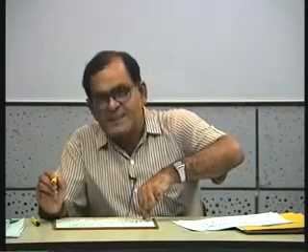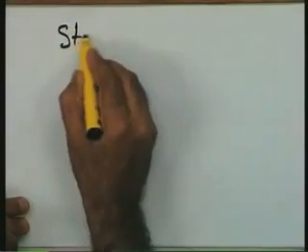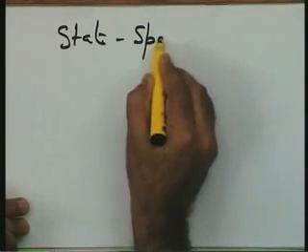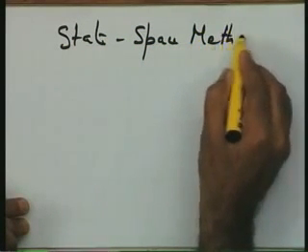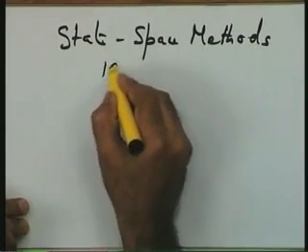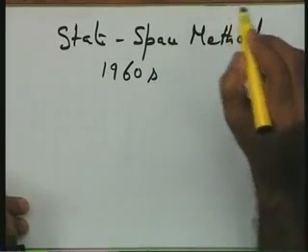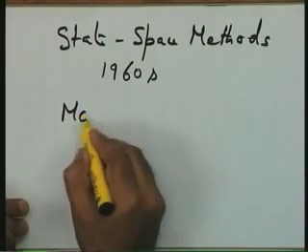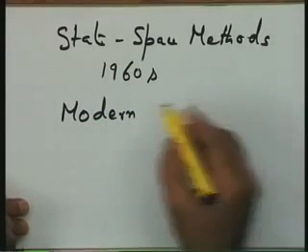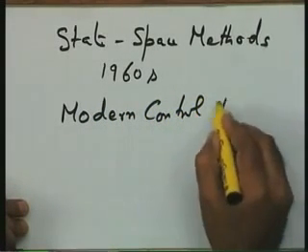Well, if these methods are classical, there should be some methods which are so called modern. The requirements of space vehicle control, the launching, the maneuvering, the tracking, led to a theory which is based on state space techniques. So, let me mention over here that state space methods of design came into existence during the 1960s onwards, and this particular domain of design has been referred to as modern control design.